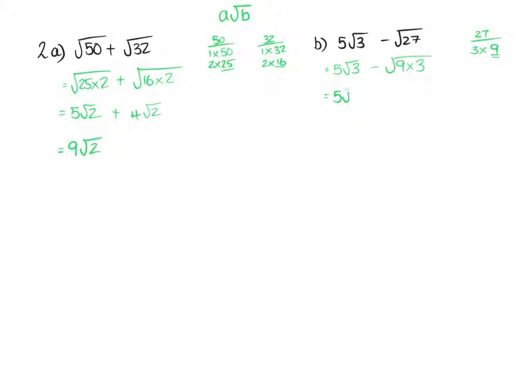So you get 5 root 3, take away the square root of 9, which is 3, and then times root 3, 3 root 3. So we've got 5 of something, we take 3 of them away, we're left with 2 of that something, and that something happens to be root 3. Okay, so on to question 3.